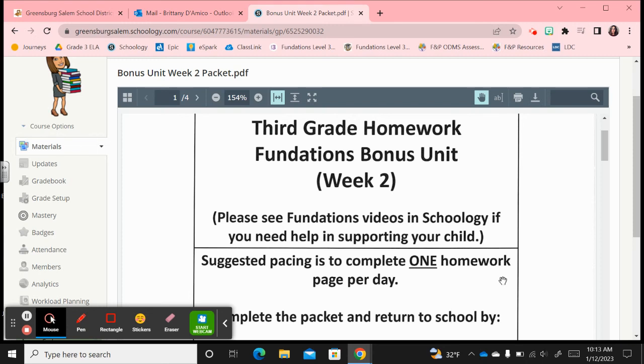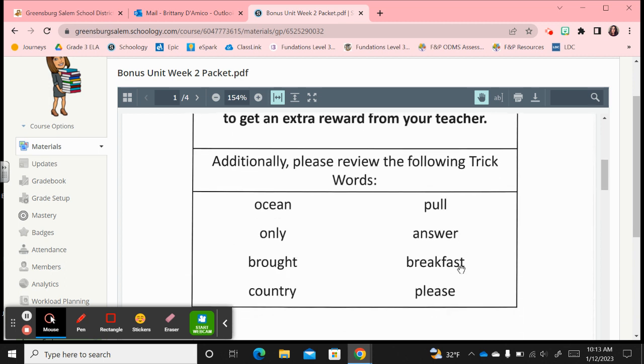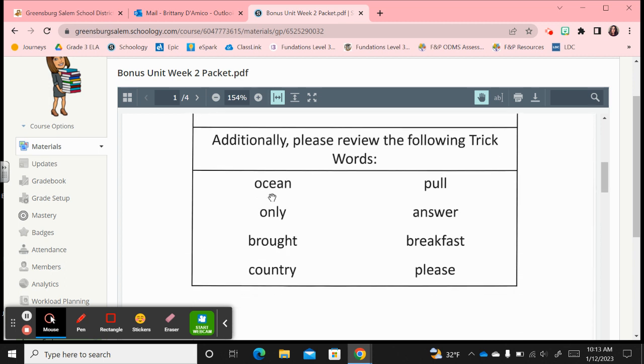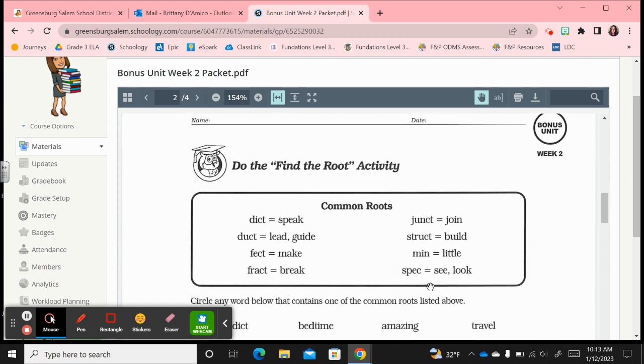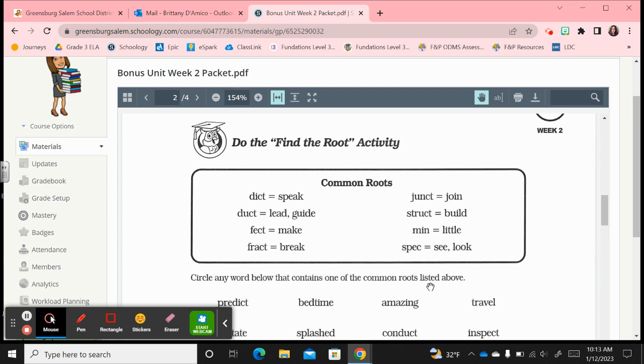Hi, third grade. This week we're going to take a look at the bonus unit week 2 packet. The trick words that you should be practicing this week at home are ocean, only, brought, country, pool, answer, breakfast, and please.